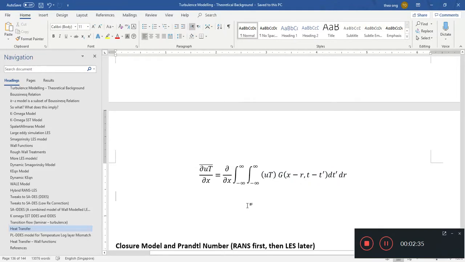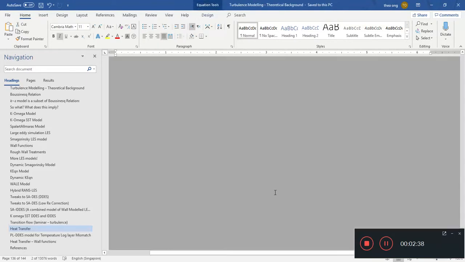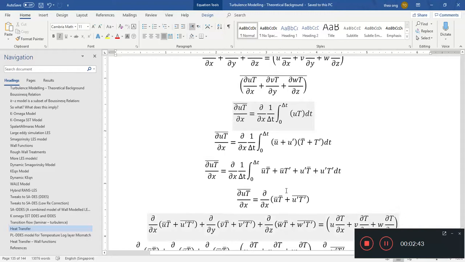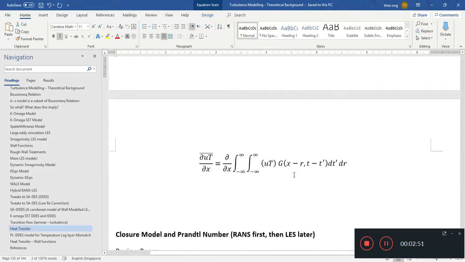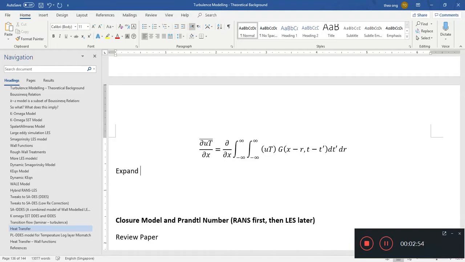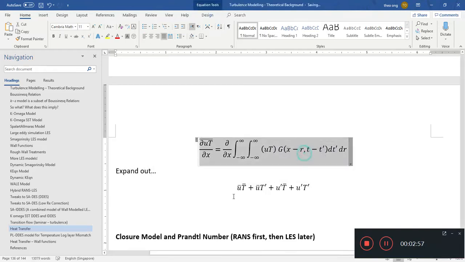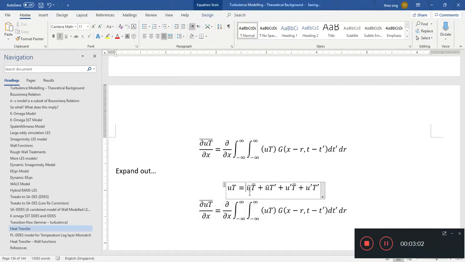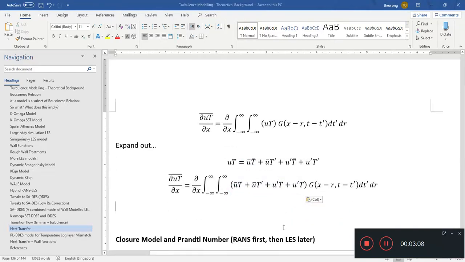So again we will need to expand this out, and we'll do exactly the same thing. We'll just substitute u equals the decomposition inside, so I'll copy and paste here. Indeed, this will be the filtered part and this will be the unfiltered part.